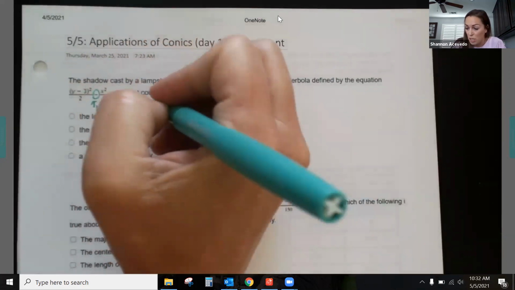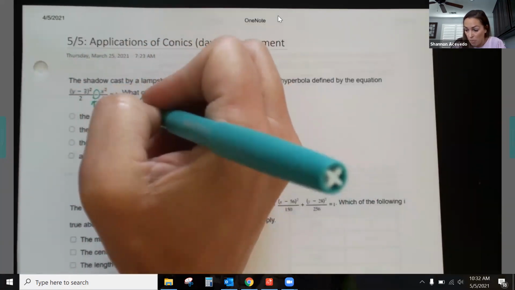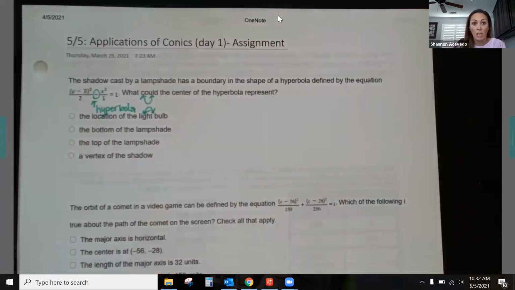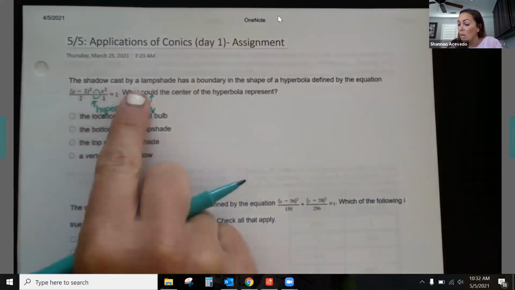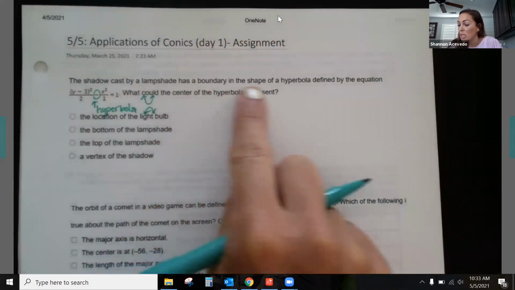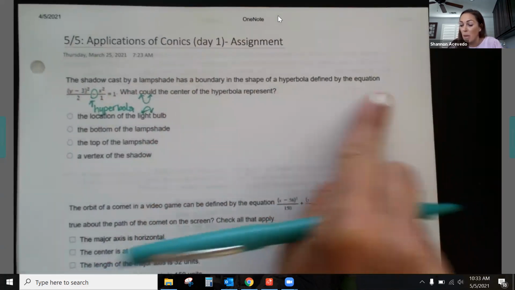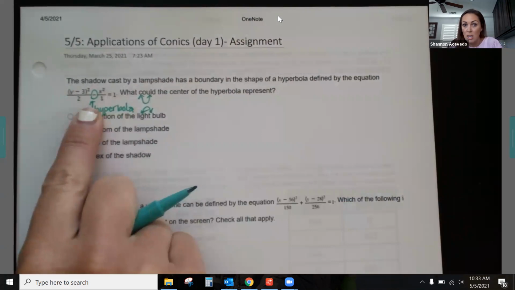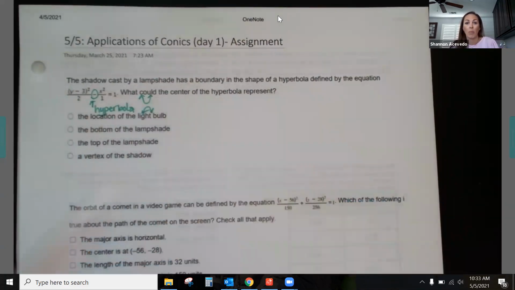Because my y is first, I know the hyperbola is going to be opening up and down. So just from looking at the equation, these are things that I can conclude. So here's what it's saying. The shadow cast by a lampshade has a boundary in the shape of a hyperbola defined by the equation, and here it is. What could the center of the hyperbola represent?